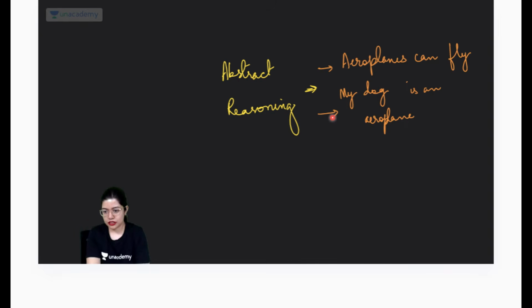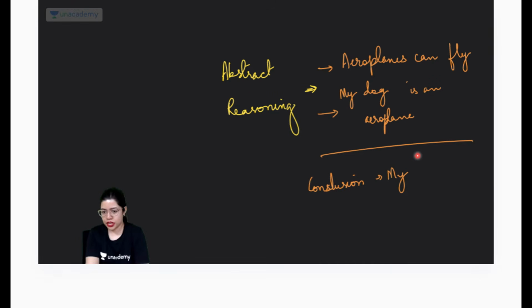Now, if I ask you the answer, okay, all right, 1 minute, yes. Aeroplanes can fly, my dog is an aeroplane. Will you tell me what nonsense are you talking, or will you tell me my dog can fly? Very good. The conclusion here is going to be, this is deductive syllogism. The conclusion is going to be, my dog can fly.